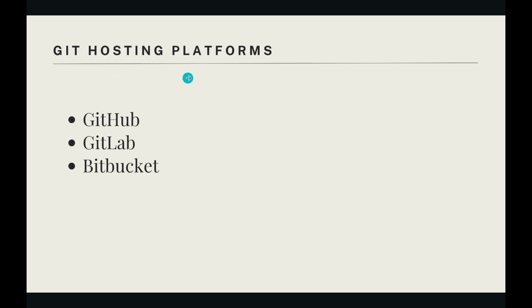So next we have the Git hosting platforms. GitHub, GitLab, and Bitbucket are some popular Git hosting platforms. Remember, Git and GitHub are different. Sometimes it can be confusing because we mostly use GitHub to host our Git projects. So you might think that both are the same, but they are not.